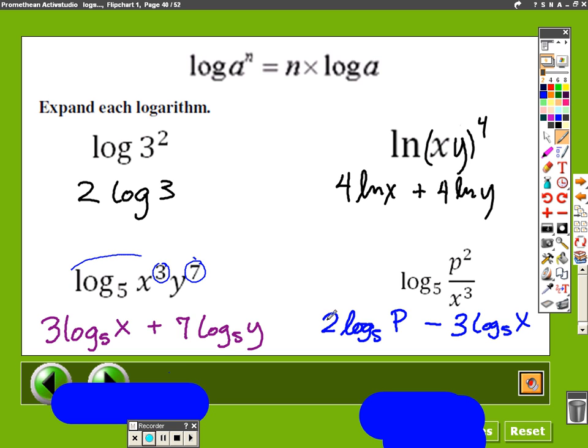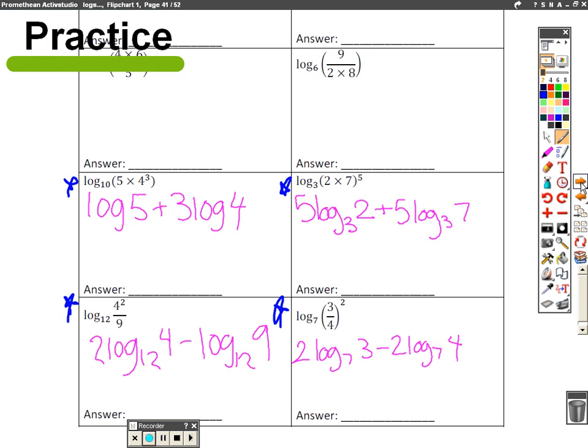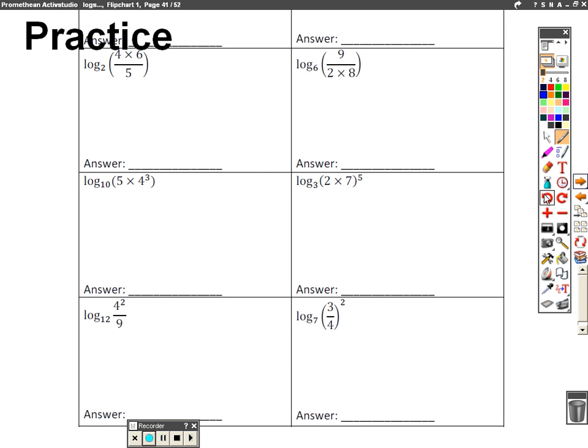All right, and here, check it out. We have the 2 that goes here. And why are we subtracting in this case? Because we're dividing. Good. So when we divide, we subtract. When we multiply, we add. When we have an exponent, we pull it out in front. All right. Is that clear? All right. Here are a couple problems.